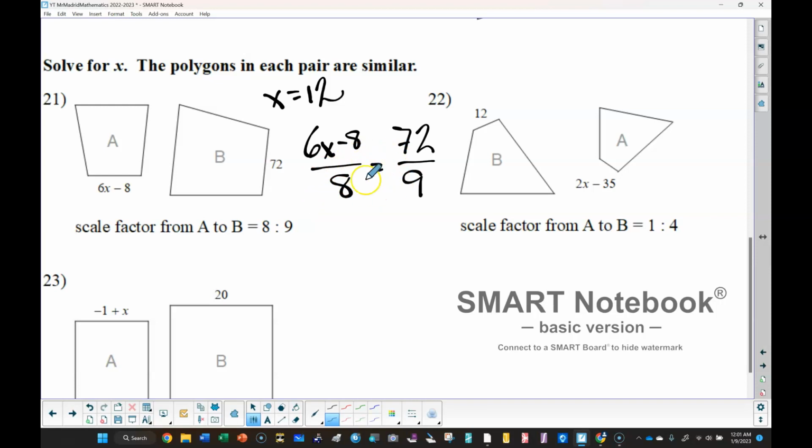Okay, so go ahead and cross multiply, solve for x, and if you get 12, that means you're doing it correctly, okay?